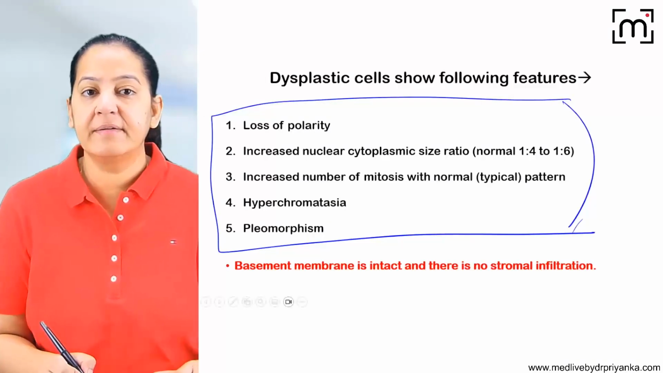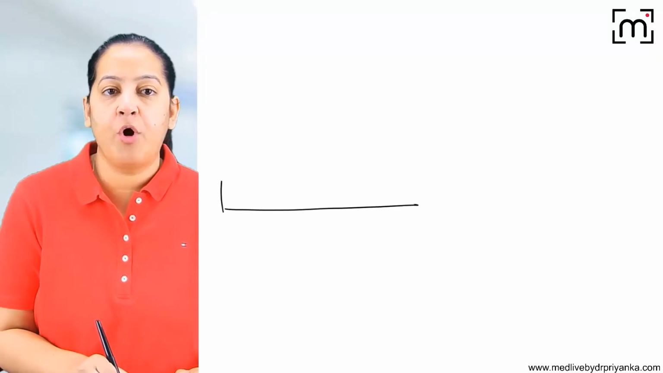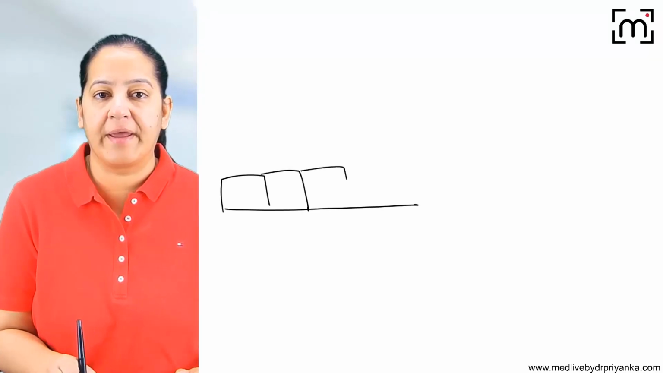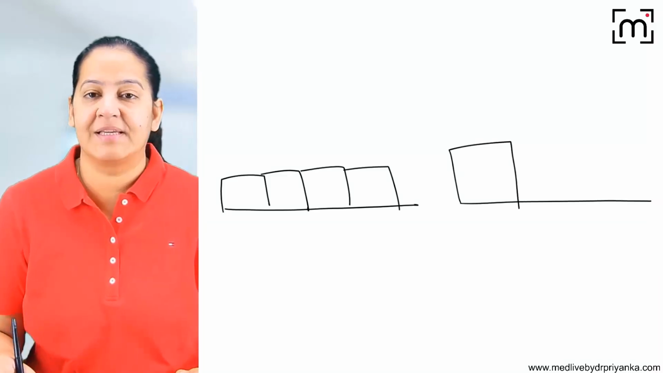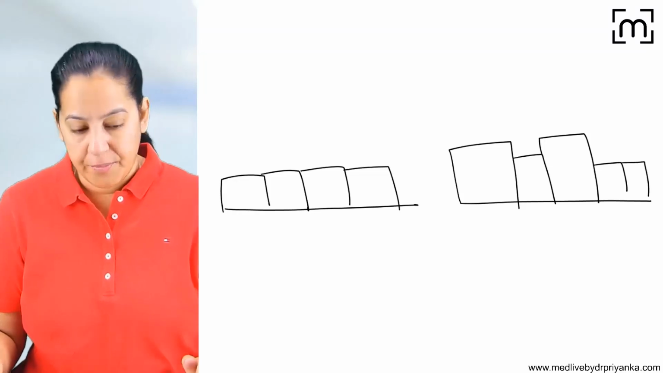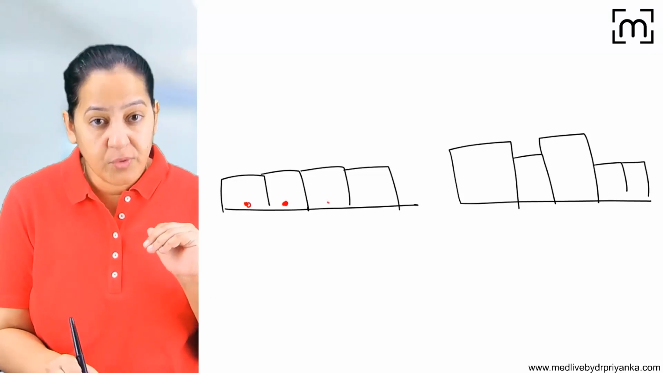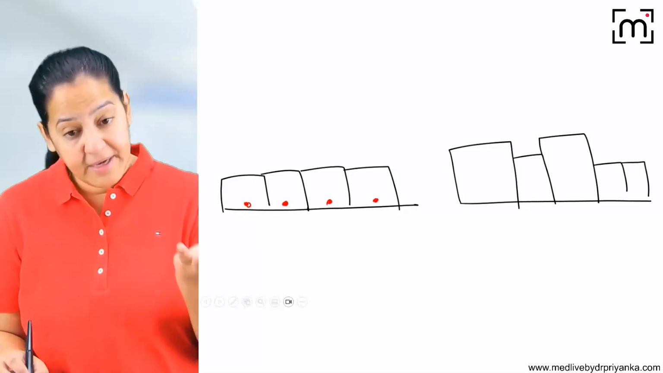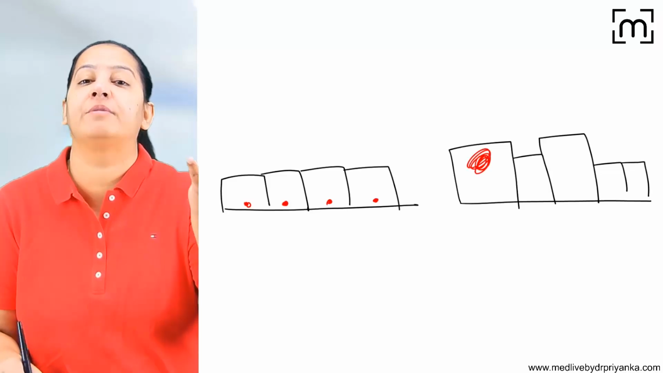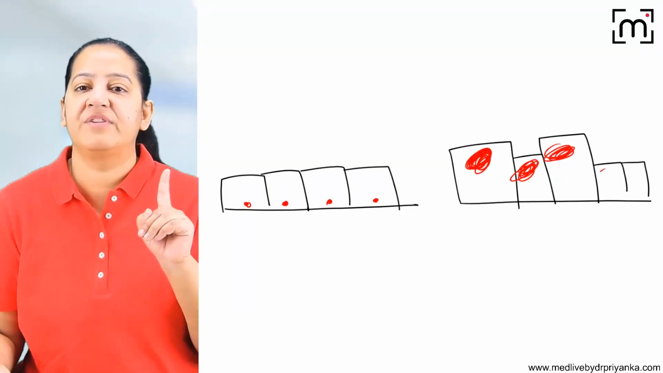You can see here, this is a cell which is normal. These are the normal cells I am drawing. And here I am trying to draw the dysplastic cells this side. Now normally the nucleus is towards the basement membrane. Normally the nucleus is not in the center. But in dysplasia, the nucleus is away from the basement membrane. It is enlarged, number one, and it is away from the basement membrane. So this is the first feature of dysplasia.